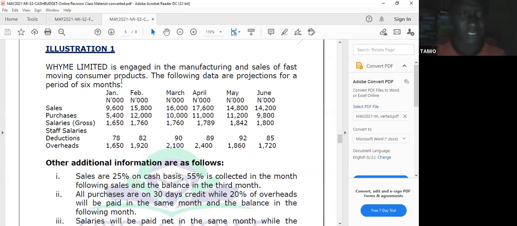As you look at the projections, sales: if you sell, money will come in, that's an inflow. If you purchase, money will go out, that's an outflow. So sales for January, February, March, April, May, June are given. Purchases for each of the months are given.